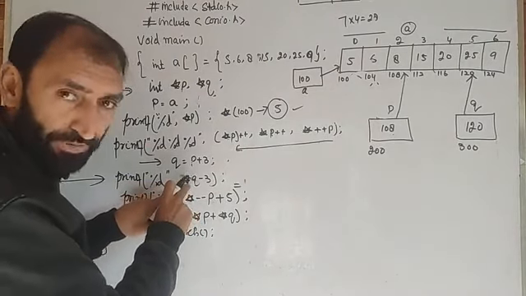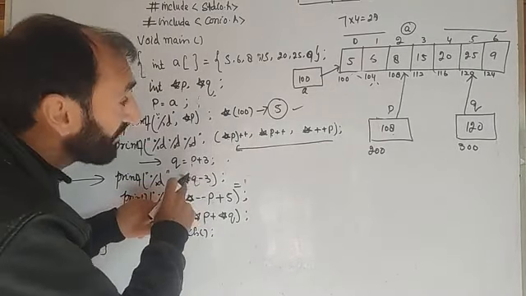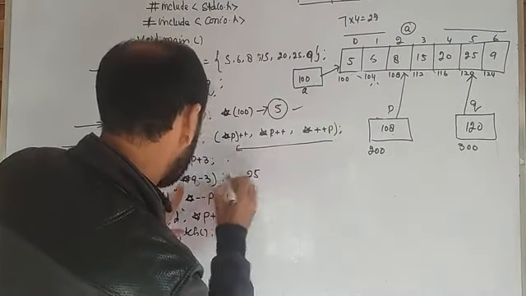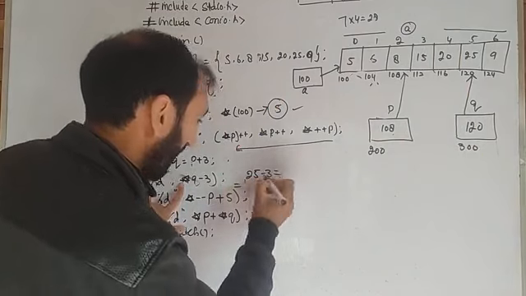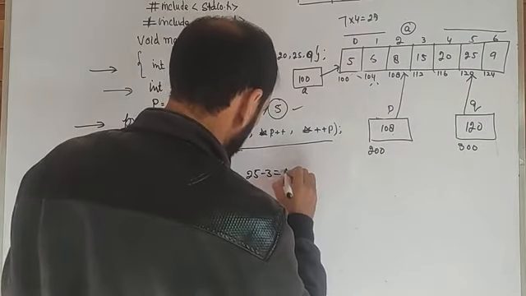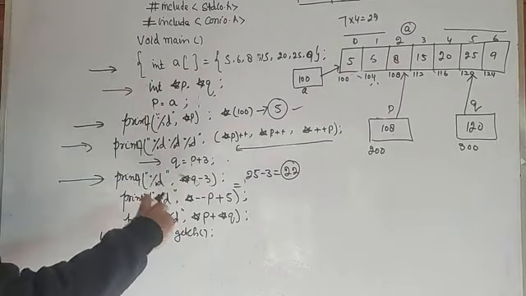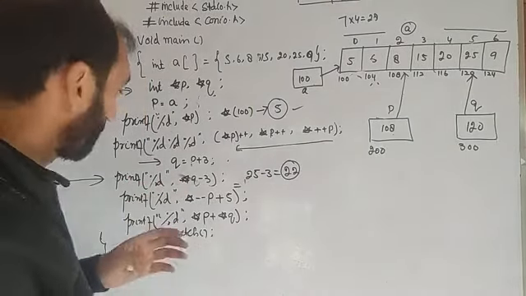This is the indirection operator. It will return the value at q. What is the value at q? The value at q is 25, minus 3. 25 minus 3 equal to 22. This instruction will return 22.